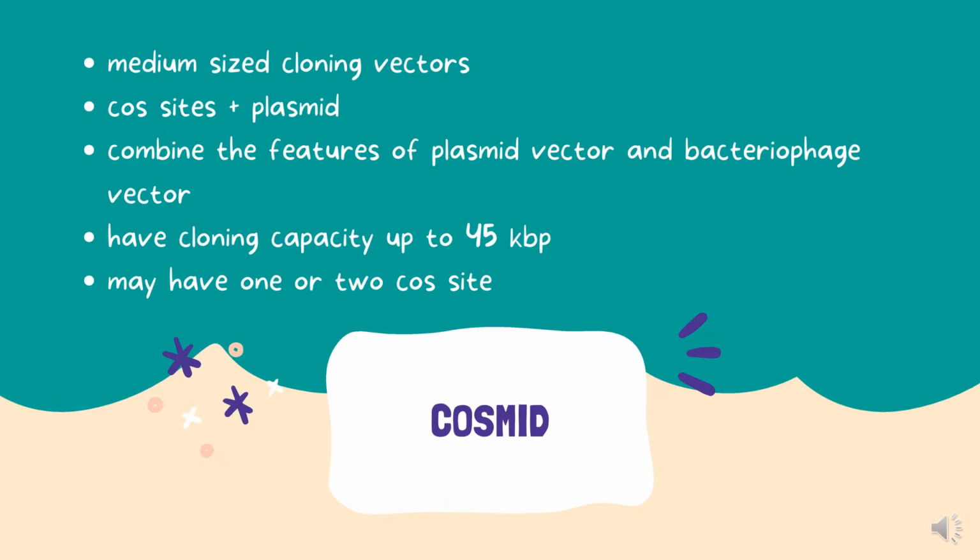Cosmids are hybrid plasmids developed by combining the features of a plasmid vector and a bacteriophage vector. The cloning capacity of these vectors is 35 up to 45 kilobases. They may also have one or two cos sites present in their lambda phage cos sequence. If they have a suitable origin of replication, then they can replicate as plasmid within the host cell.